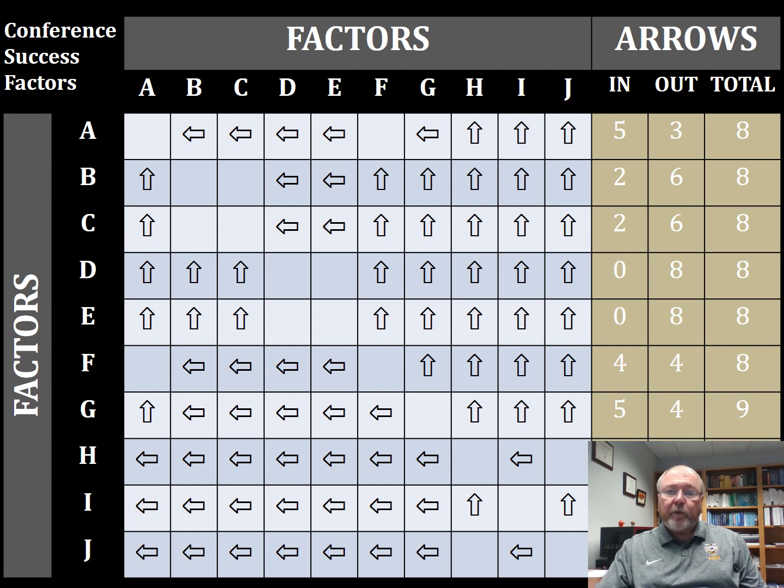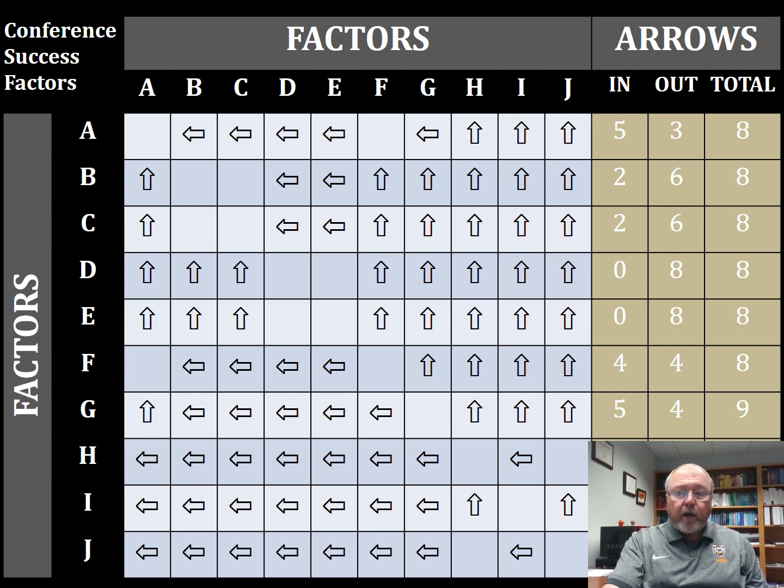What that means is that when we ask the question, does A cause H? The answer was yes. We put in an arrow pointing from A to H. What that means is that when you get to the other column, A and H, you're going to have an in arrow pointing toward H. That is, A causes H.